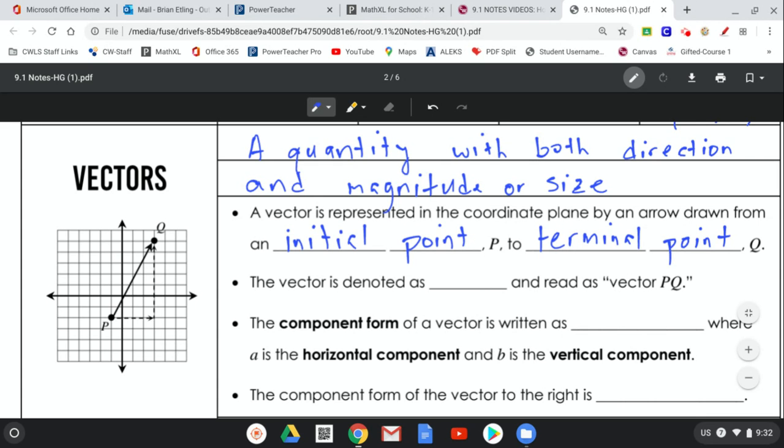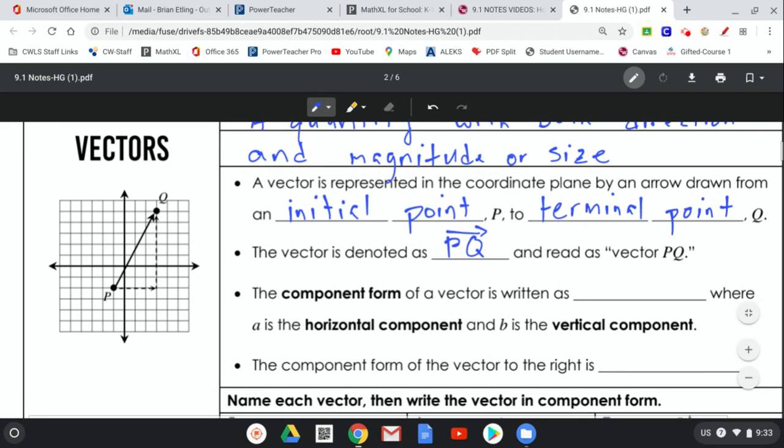And when we're drawing a vector, this is our notation. It says denoted. That's the notation. This is how we write it down using math lingo. So using our math notation, it's going to be vector PQ. So it's just a line with an arrow.